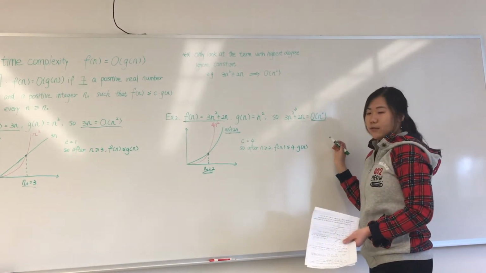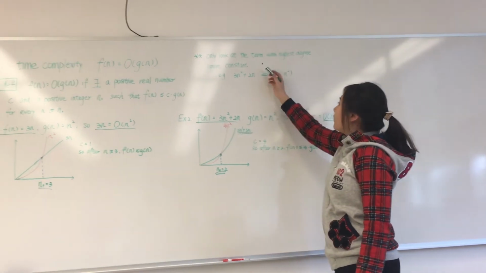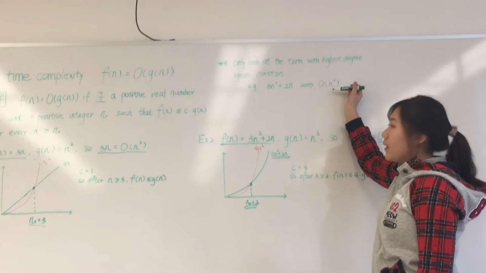So that's basically the concept of big O. For every algorithm, we have to find an upper bound. And here are some conventions about how we write and determine big O.